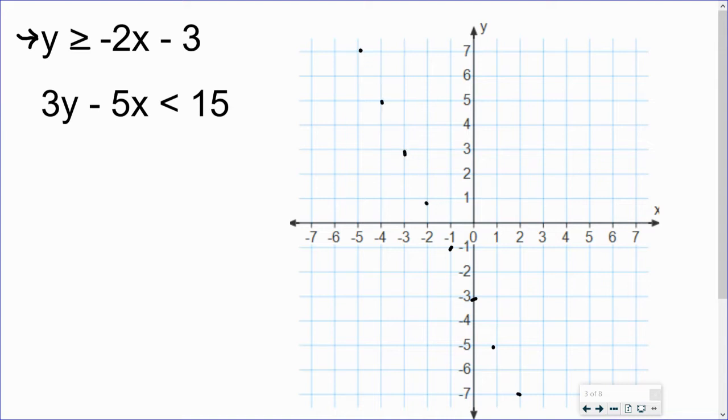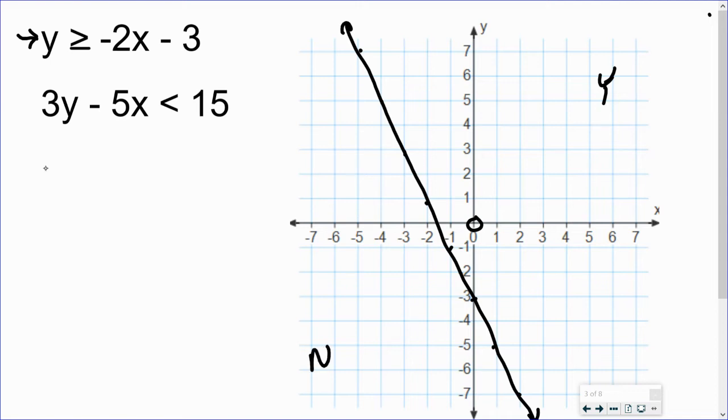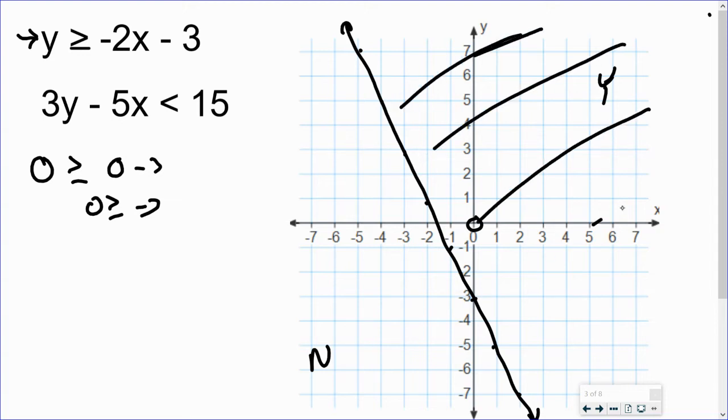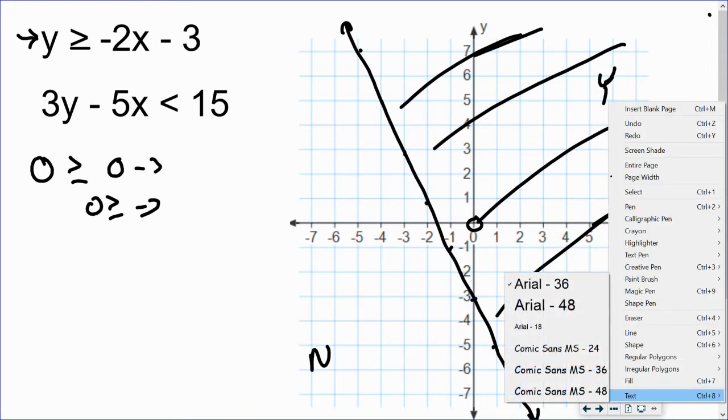Solid line. So I'm going to draw a nice solid line as best I can here. I'm excited about my shading. Yes side of this, no side. So 0 greater than or equal to 0 minus 3. Is 0 bigger than or equal to negative 3? Well, it's bigger than. So that's a true statement. So I'm going to shade the yes side. Again, I'm kind of selective about my shading. I don't go all crazy like I was before.